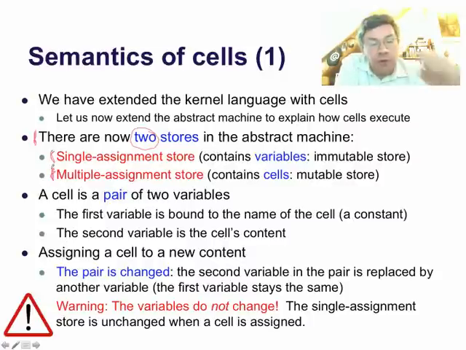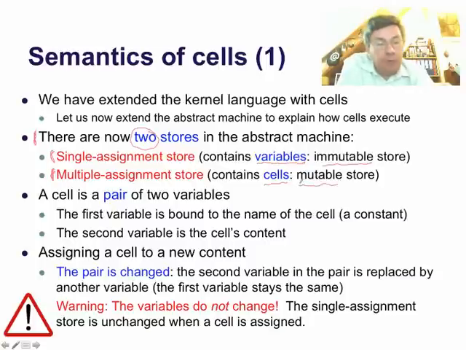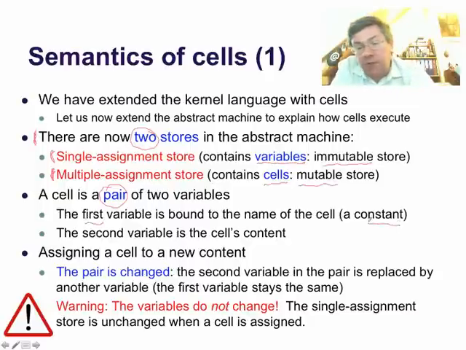assignment store. So the single assignment store contains variables that can be only assigned to one value, so it's called the immutable store. And the multiple assignment store contains cells. Since they can be assigned multiple times, we call this the mutable store. So in the mutable store, a cell is a pair of two variables. The first variable is bound to the name of the cell, so this is a constant. And the second variable is the cell's content.